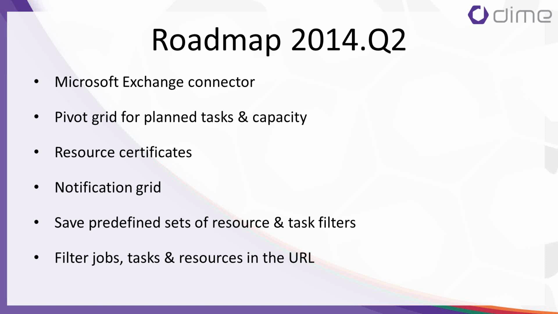We will also release a pivot grid for planned tasks and capacity. And with that, we mean, okay, if you would like to look for a specific planned task, say you have a job number or a service order number, for example, and you would like to see what is planned for that task already. You will be able to open a pivot grid, filter on job or task or resource number or date, and you will see all the planned data, and you'll be able to sum it up in the typical pivot grid that you know from Excel.